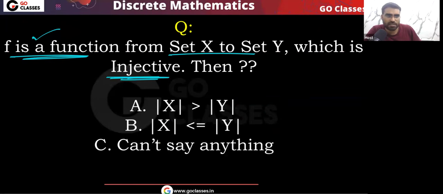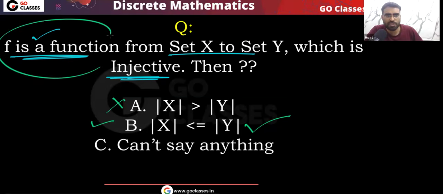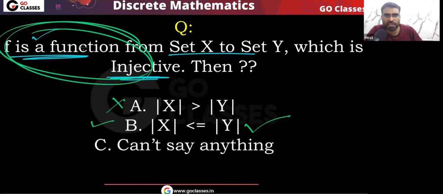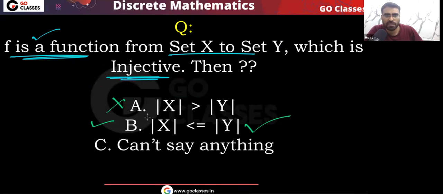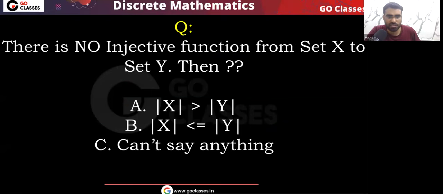Now you can say the answer will be option B. Definitely this is not correct. The answer will be option B, because already there is a function which is injective from X to Y. So it simply means the cardinality of domain is less than or equal to the cardinality of codomain. Because an injective function exists from X to Y, the cardinality of X is less than or equal to the cardinality of Y.